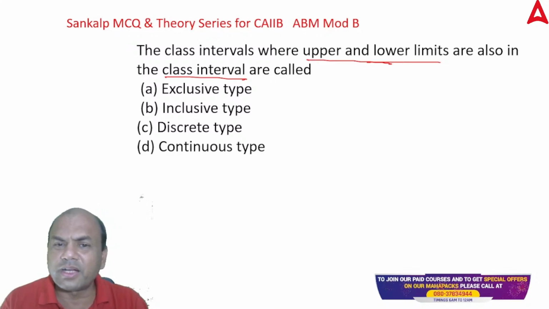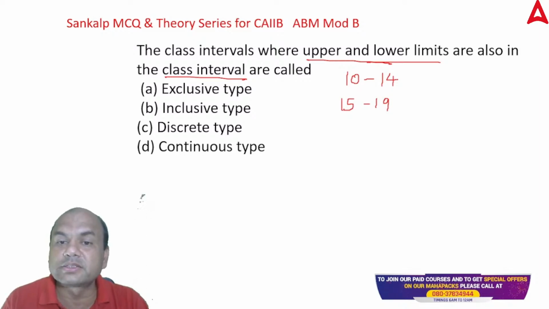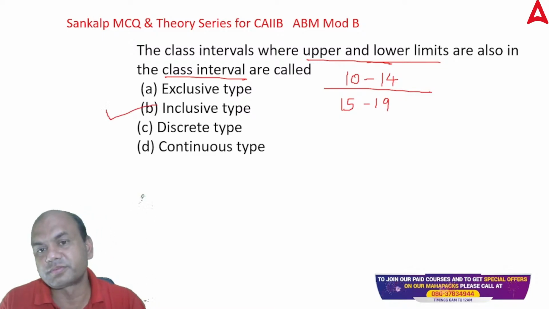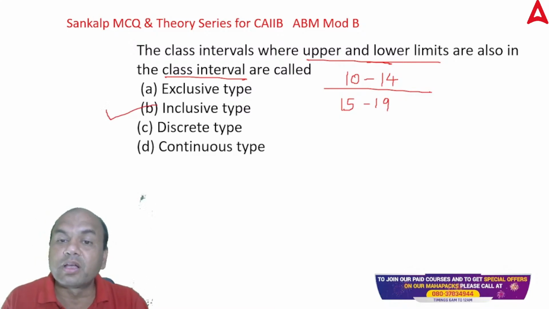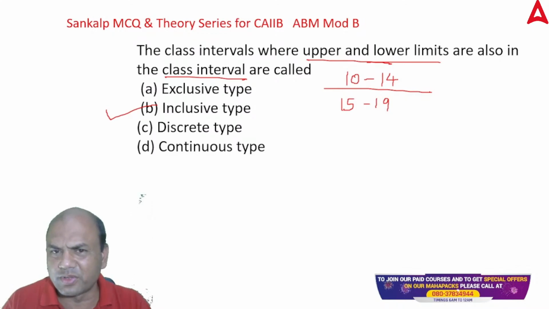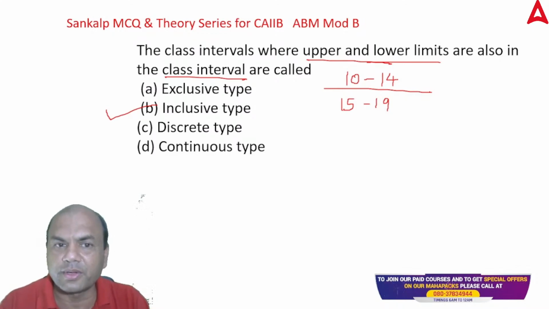Just now I told you, right, 10 to 14, 15 to 19. So upper and lower, I told you, if I get 14, it will be in this class, right? So this is known as inclusive, right? And then we have to convert this to exclusive. I've shown you earlier, so we won't be repeating it now, okay?